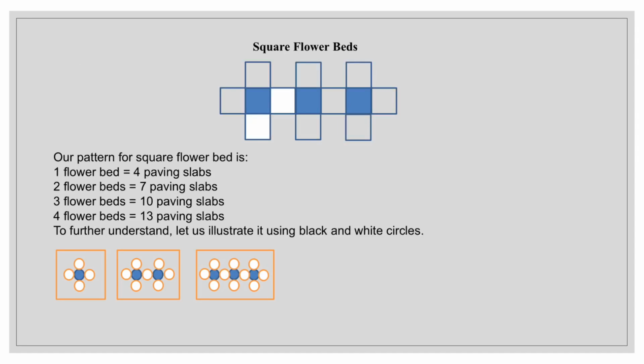So, now let's start with the polygons whose sides are even numbers. So, we have square flower beds. So, our pattern for square flower bed is every flower bed, meron siyang 4 paving slabs. At kapag may dalawang flower beds na, may 7 paving slabs. Sa 3 flower beds, may 10 paving slabs. And sa 4 na flower beds, may 13 na paving slabs.